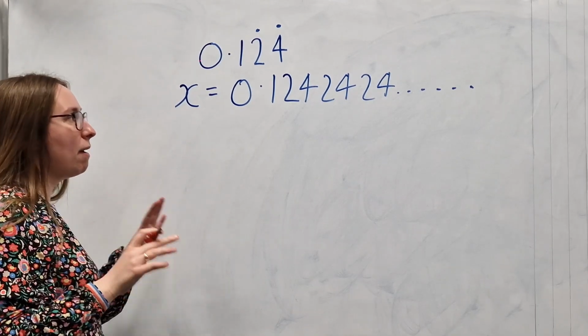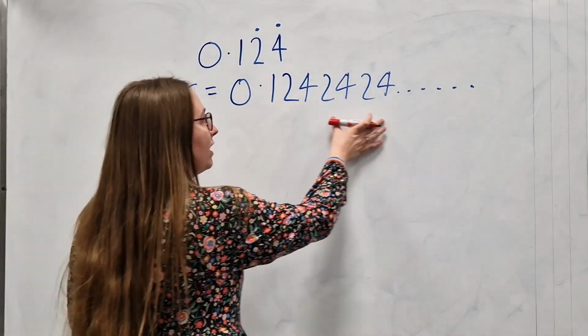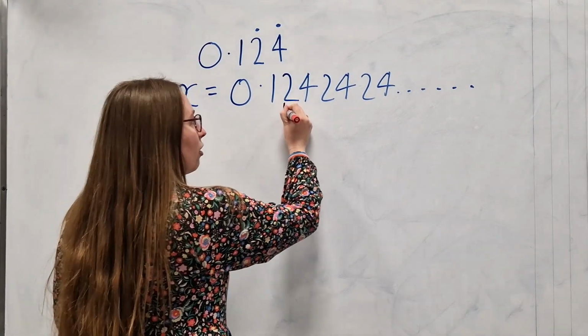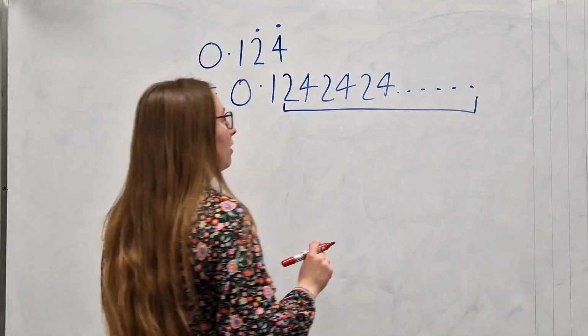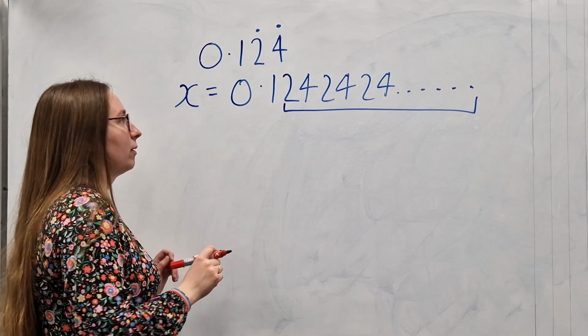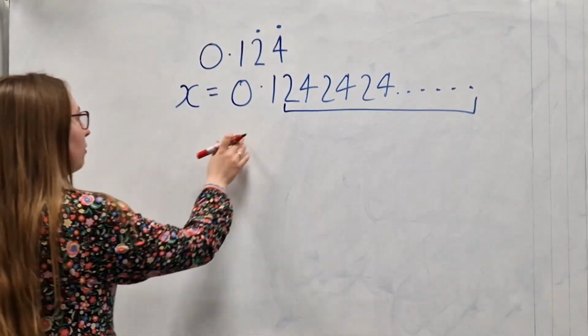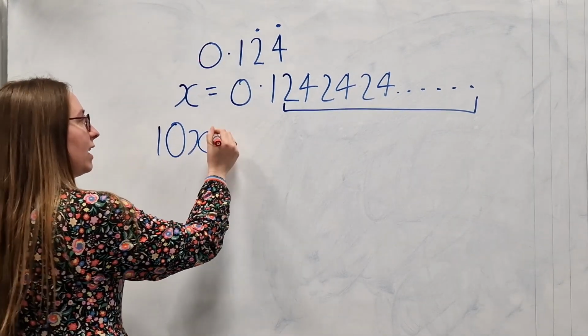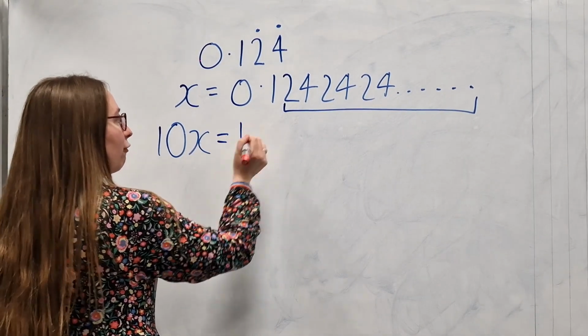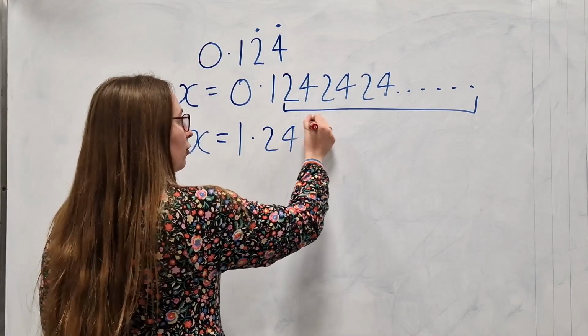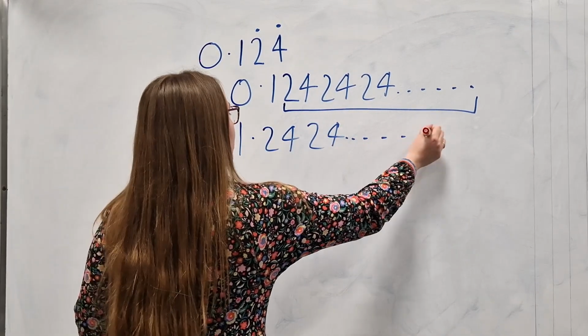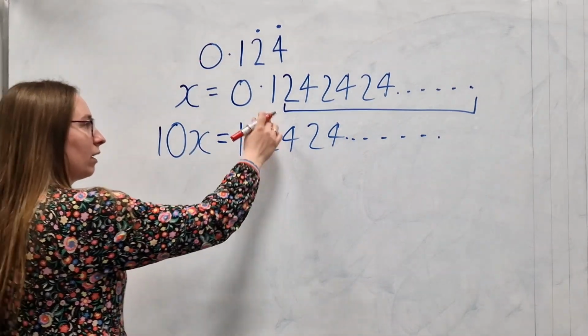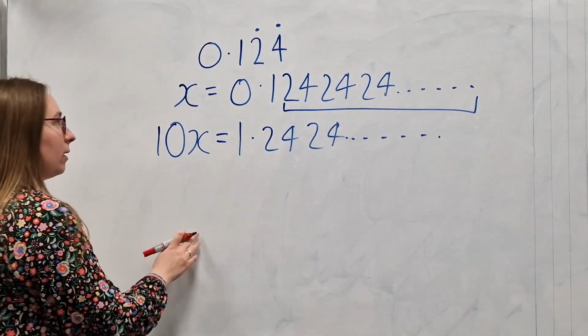Okay, and then the method that I use is, this is your recurring part. So I want to isolate the recurring part of your decimal, and I want to get rid of it. So what I'm going to do first is times the whole thing by 10. So I've got 10x on this side, and that will give me 1.242424, etc., over here. And like I say, I want to get rid of this part.